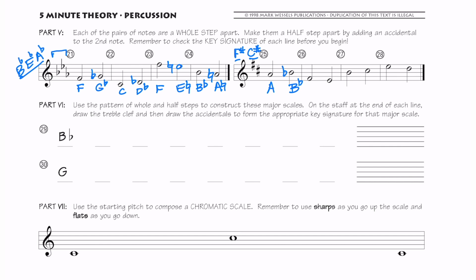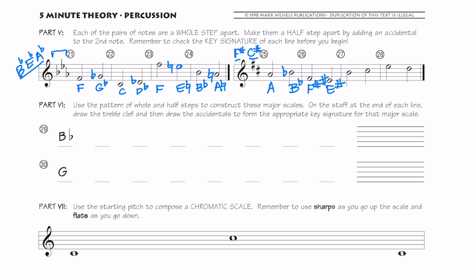So number 26, my first note is F sharp, and this is E. So imaginary keyboard, F sharp, F, E. That's a whole step. How do I make it a half step? How do I make my E a half step away from F sharp? I actually have to make it an E sharp.